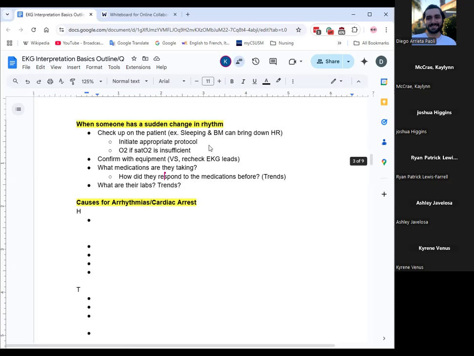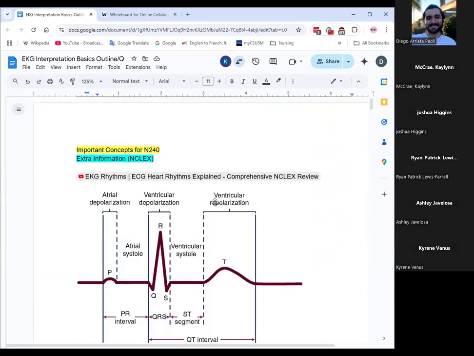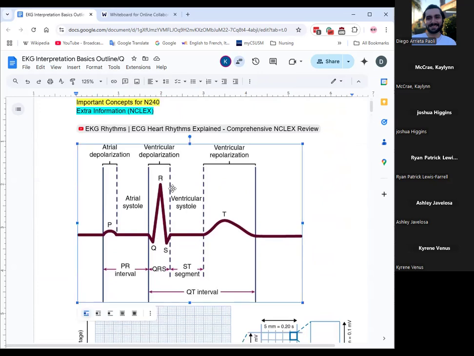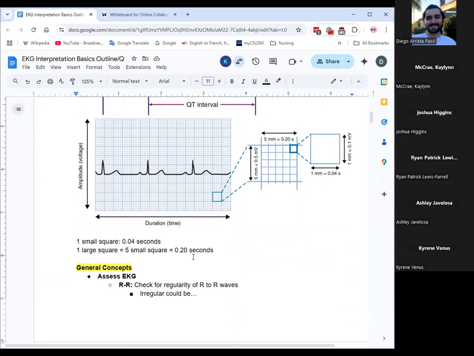All right. Any questions on this or any questions on anything so far? Any questions on how to read what's going on here? What do these waves correspond to? The P wave is your atria working, your QRS is your ventricles and whatnot. How much each small square, how much each big square is. If it's AV paced, you would see another. Yes, you would. So let's take a look at that.